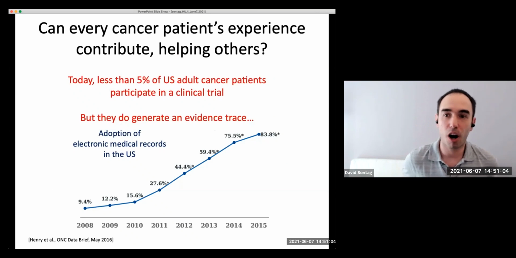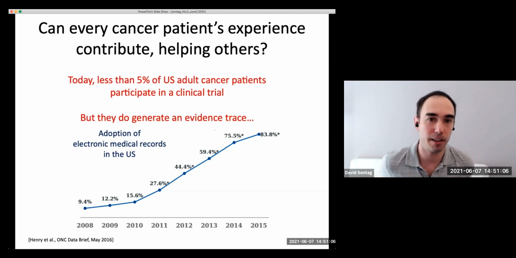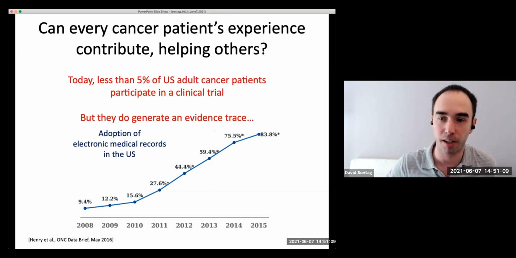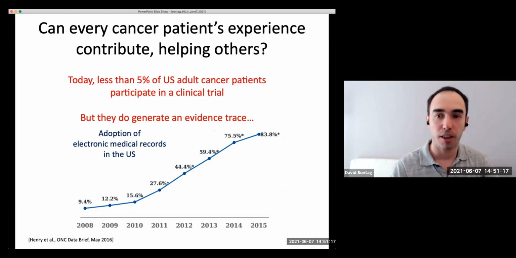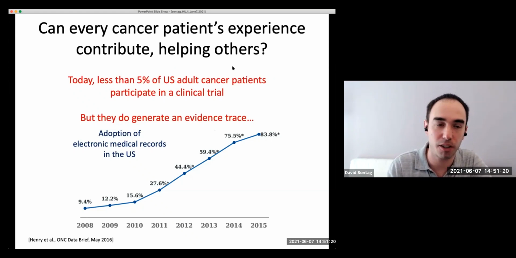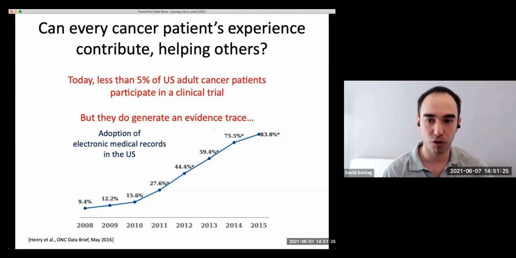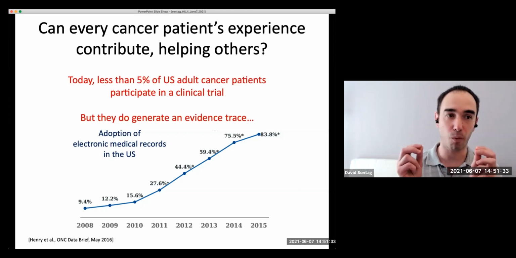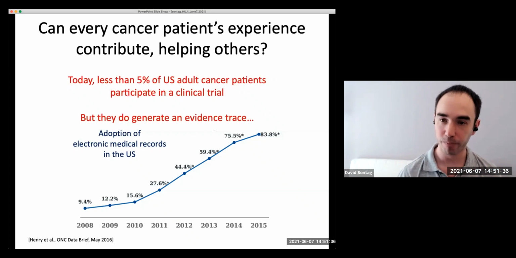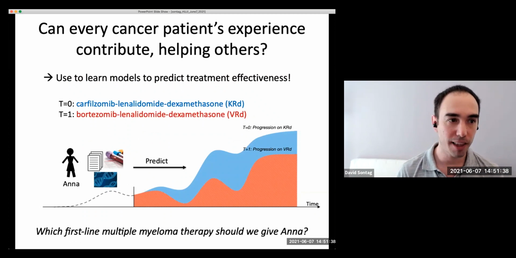So in particular, our goal here is to take data that's just captured as part of the practice of medicine and use that to try to learn models like these in order to improve any patient's cancer trajectory. The reason this is important is because less than 5% of adult cancer patients participate in a clinical trial, but the other 95% do leave an evidence trace. So in the United States, for example, well over 85% of hospitals have electronic medical records, and there's some record in that of what treatments patients actually received.